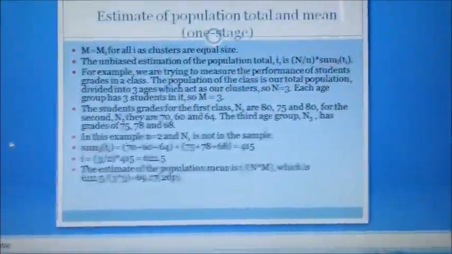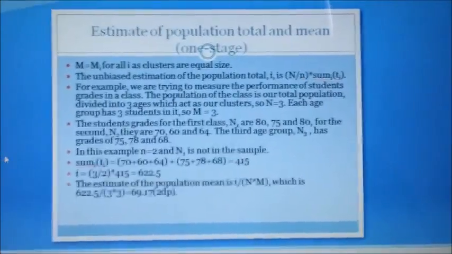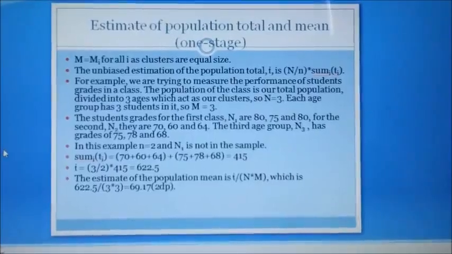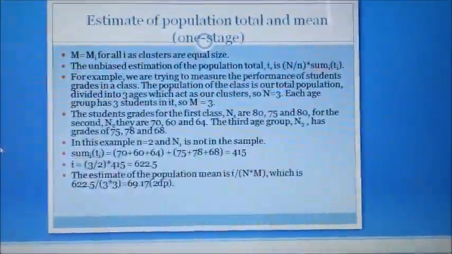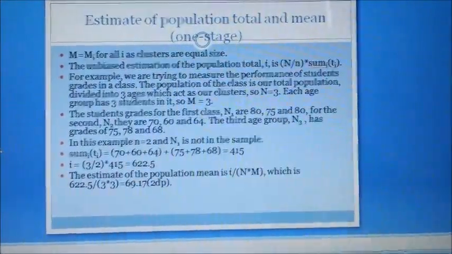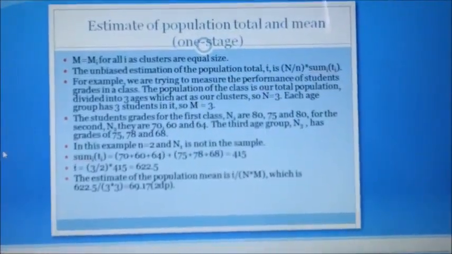As an example, say we're trying to measure the performance of students in a class by checking their grades. The population of the class is our total population. This is T. It's divided into 3 age groups in this case, which act as our clusters, which means that capital N equals 3. Each age group has 3 students in it, which means that capital M is equal to 3.